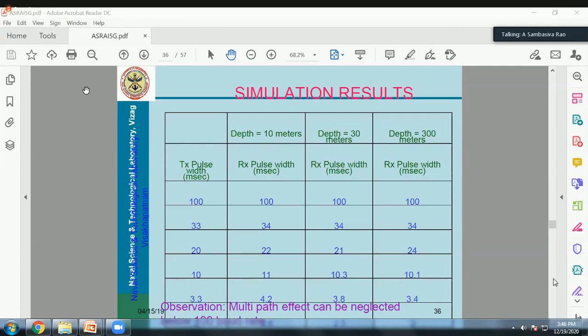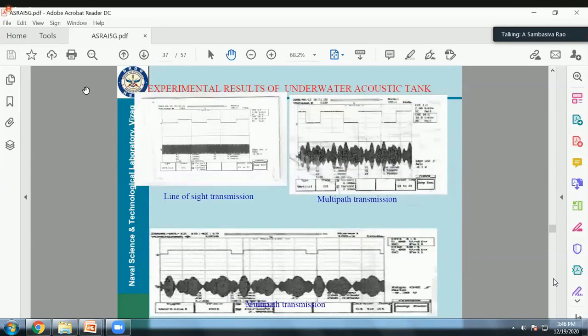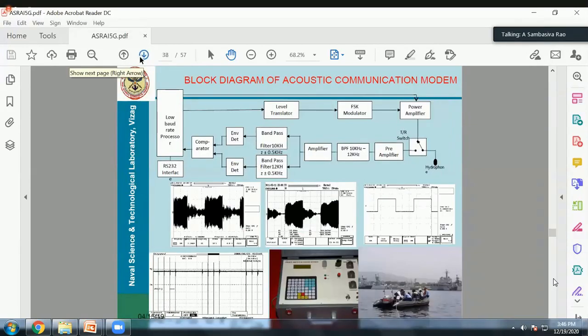This is the result I propagated and received. See the fading in the signal. Next. Modulation I experimented in the ocean, and what I observed is simulations and tank tests. We have tank tests also, so there is a difference in there. Okay, this is the tank test I have done.